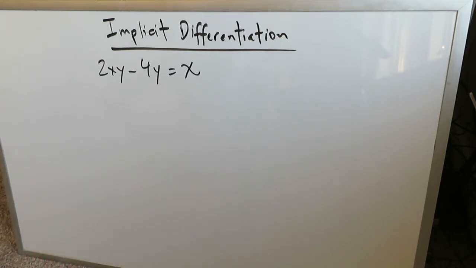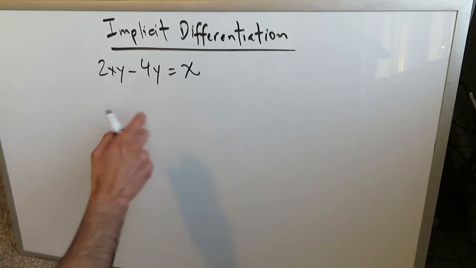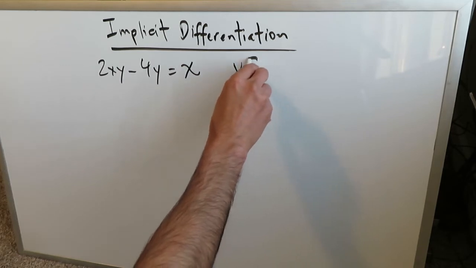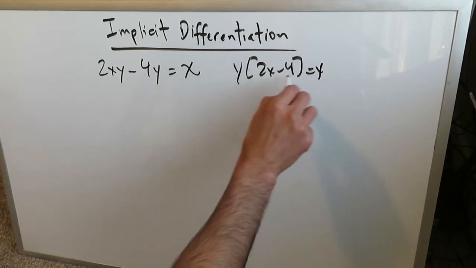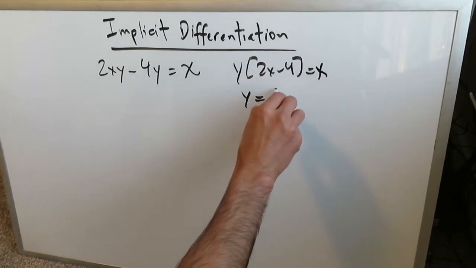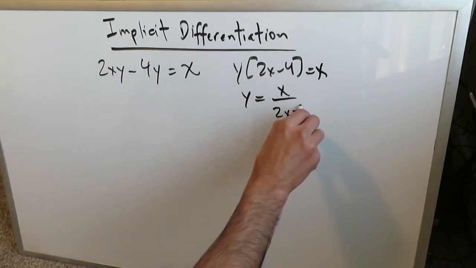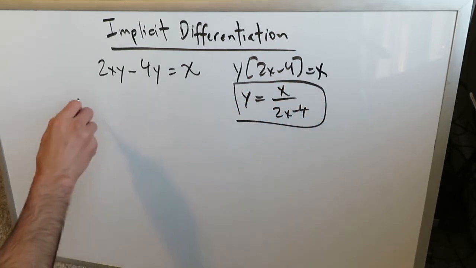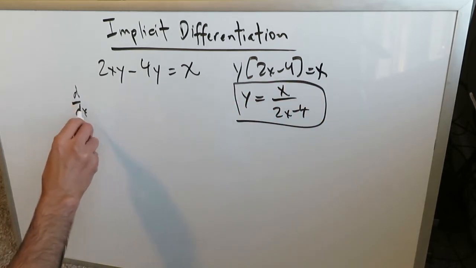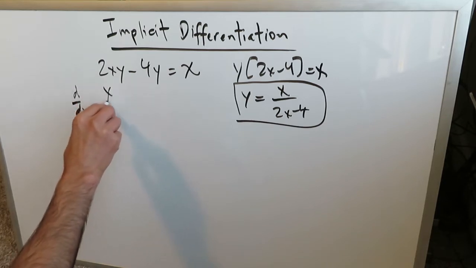If you were to take the route of explicit differentiation over here, which you can, because you can easily isolate y, look what happens. When you isolate y, you get y times 2x minus 4 is equal to x, and when you solve for y, you get x over 2x minus 4. Now these are the type of questions I've given you all along in terms of derivatives, and you want to find the derivative of this. You're doing explicit differentiation over here.